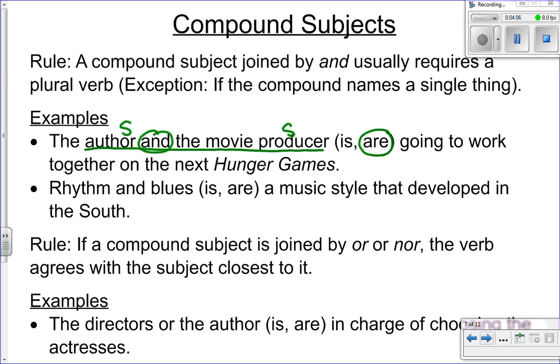Now in the next sentence, I have the same conjunction and, which is joining two items together, rhythm and blues. Now the issue is that rhythm and blues is a musical style, and a style is a singular item, so I need to take a singular verb. Some other examples of compounds that are singular might be something like macaroni and cheese is my favorite food.